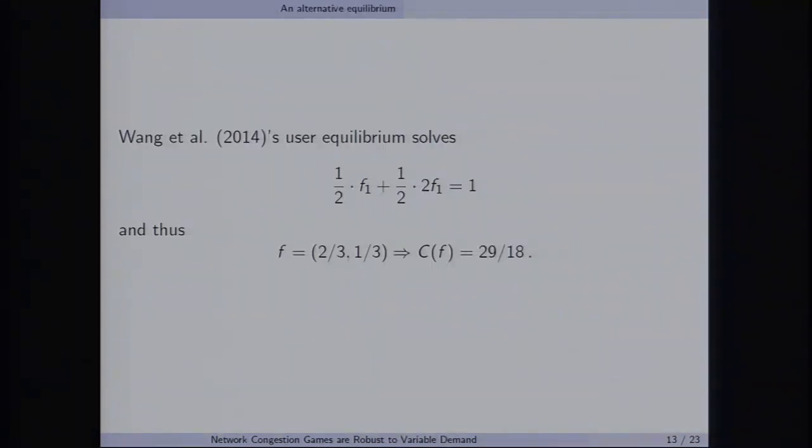Notice the difference between their model and our model. In their model, they assume players know the probability distribution. We assume players update the probabilities conditional on the fact that they travel. So why does this go wrong? In the sense that, why does the price of anarchy go up if variability increases?